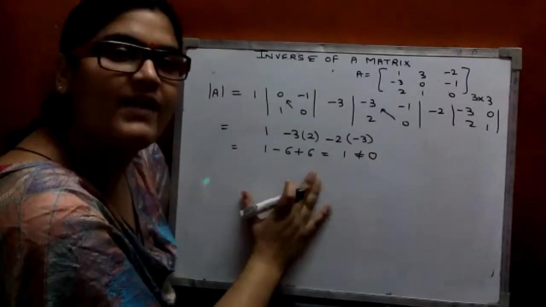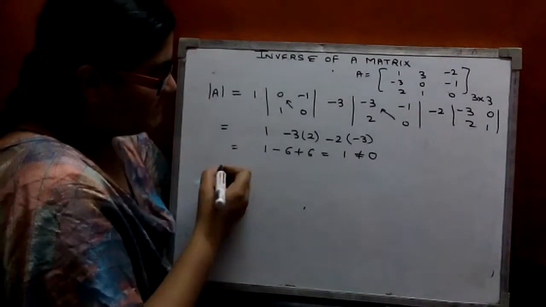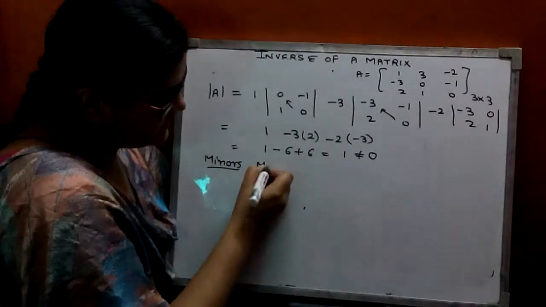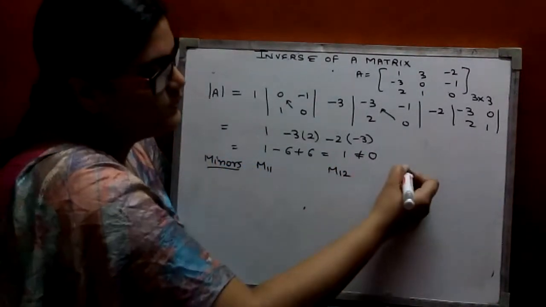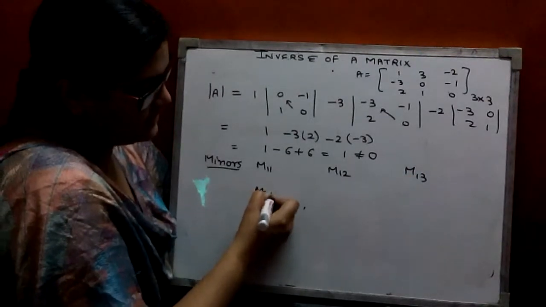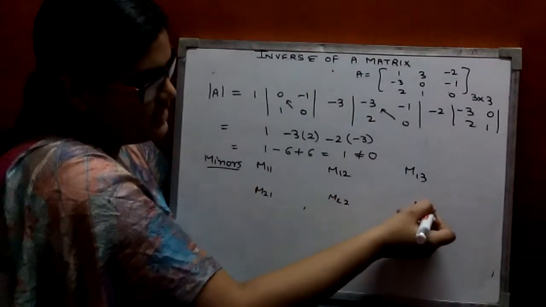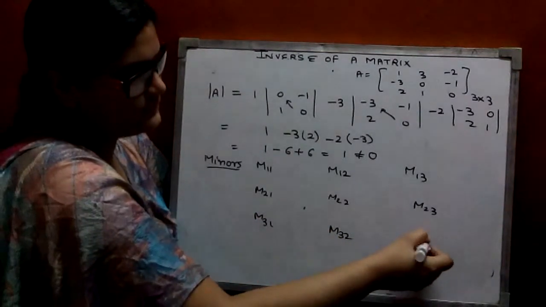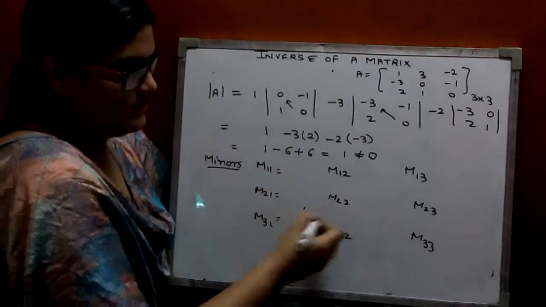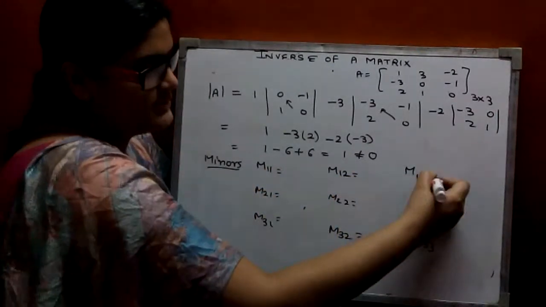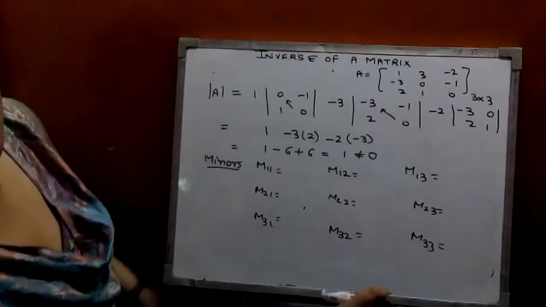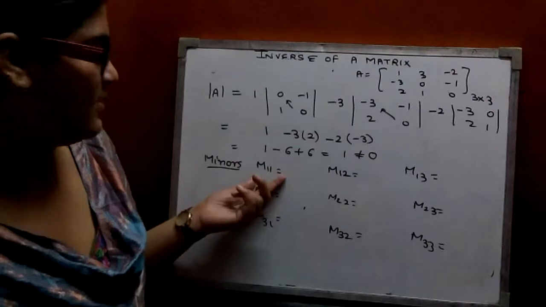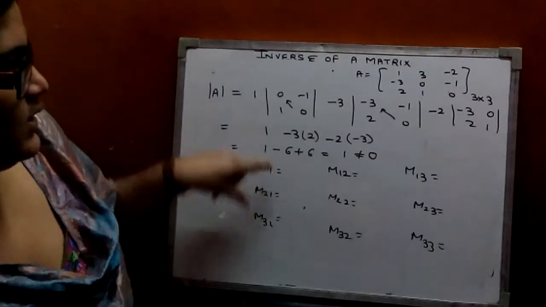Then we can find out the inverse of this. So how can we proceed with that? The first step is to find out the minors. M11, M12, M13, M21, M22, M23, M31, M32, M33. Now listen, I told you about the minors. You have to hide that position at which we have to find out the minor. So at 1, 1, hide 1, 1.